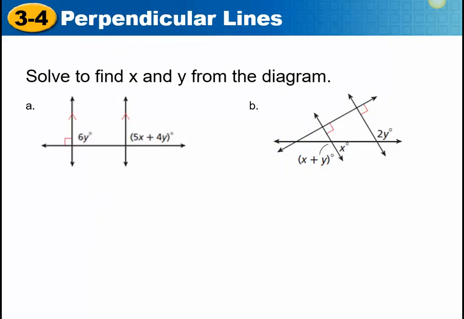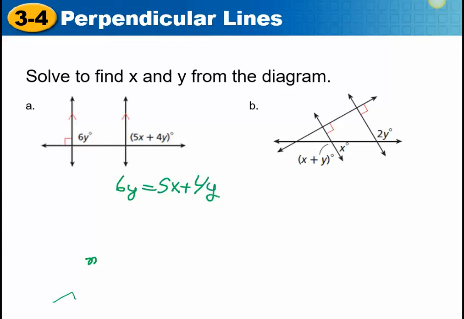Okay, just a couple more problems to do. In these problems, it shows that we have parallel lines and a transversal that is perpendicular to them. And we see that this angle here is 6y, and the other angle is marked 5x plus 4y. So there's more than one way to start looking at this. We could say, okay, 6y is equal because they're corresponding angles. We could say 6y equals 5x plus 4y.